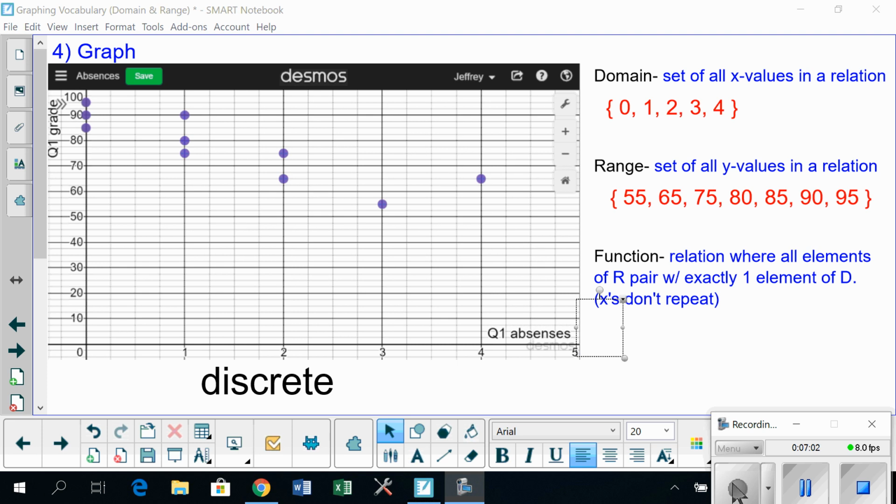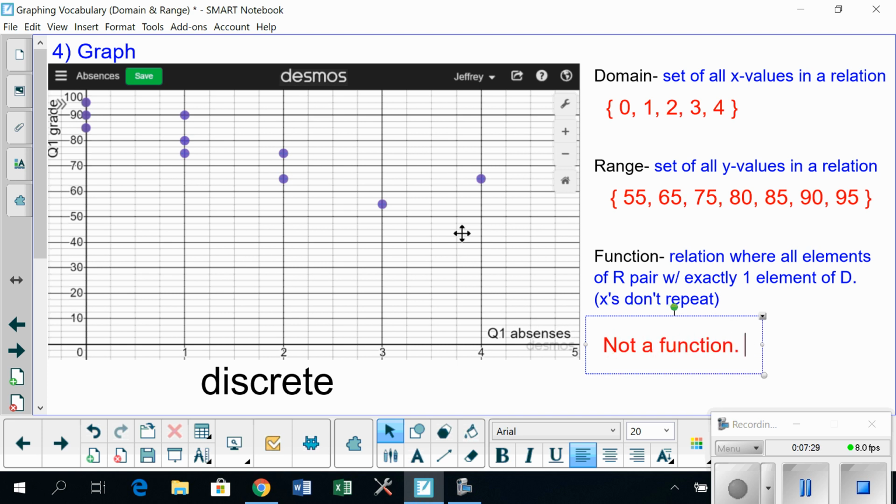Now, the last vocabulary word we're going to look at today is the idea of a function. A function is a type of relation where all elements of the range pair with exactly one element of the domain. Another kind of easy way to think about this is in a function, you don't have any repeating x's. So I want to ask myself the question, is this relation a function? And the answer is that it is not a function, because you have repeating x values.